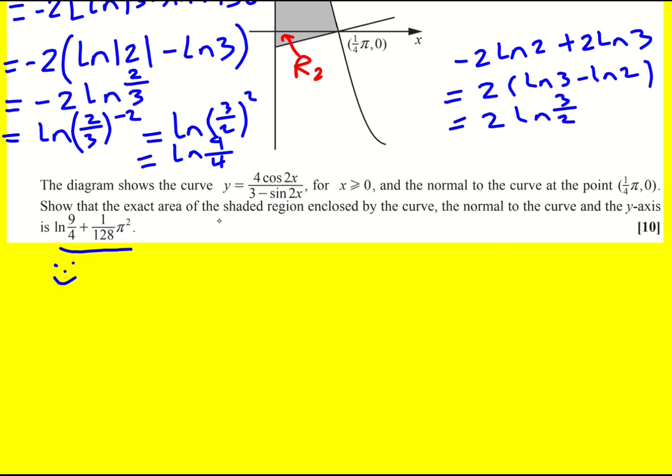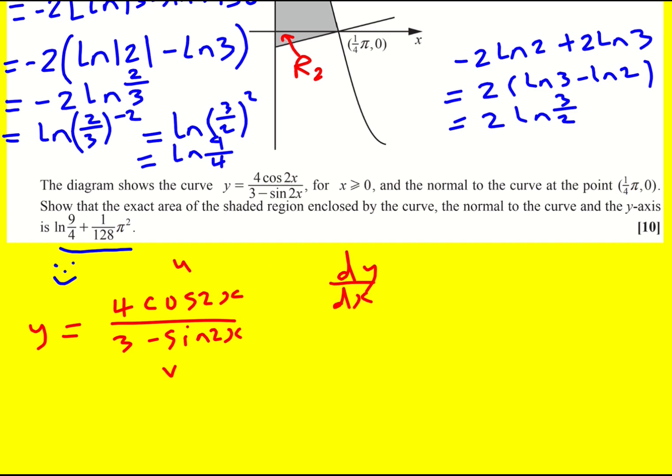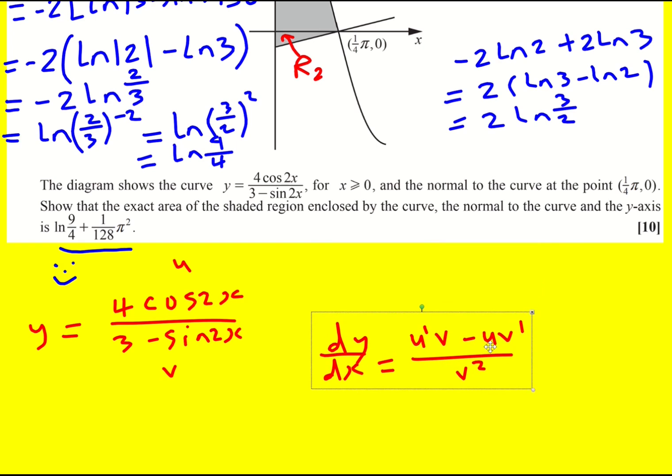But yeah, differentiating, that is one thing it's set. So y equals 4 cos 2x over 3 minus sine 2x. This is going to be u, and this is going to be v, and then dy by dx is actually equal to u dash v minus u v dash all over v squared. Right, well, I haven't found u dash yet, have I? Or v dash, so maybe I jumped ahead a little bit, but we can do that now.